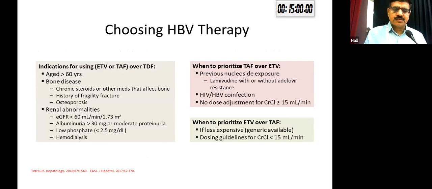And again, you prefer entecavir over TAF and TDF in patients who are elderly or have bone disease or renal abnormalities. And you prefer TAF over entecavir in patients who have previous nucleoside exposure or a co-infection with HIV. And entecavir is preferred in a person who has advanced renal disease.